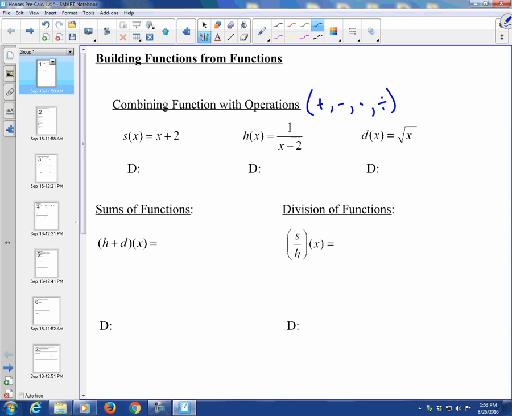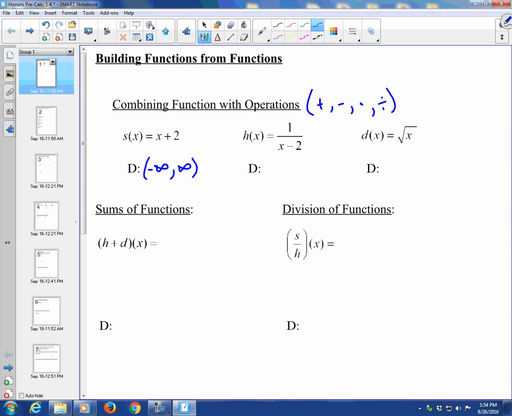So right here, s of x is x plus 2, right? And we can see that with this x plus 2, we're not violating either of our two restrictions, 0 in the denominator or negative under an even radical. So because there's no way to do that with this equation, we can say that our domain for s of x is all real numbers from negative infinity to positive infinity.